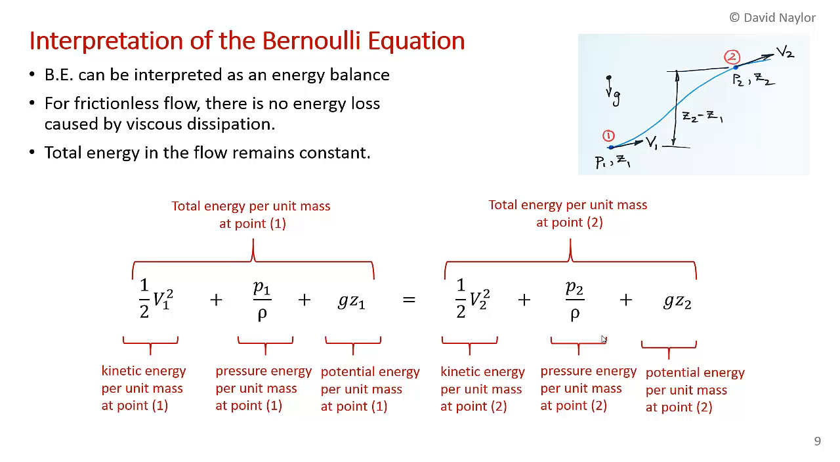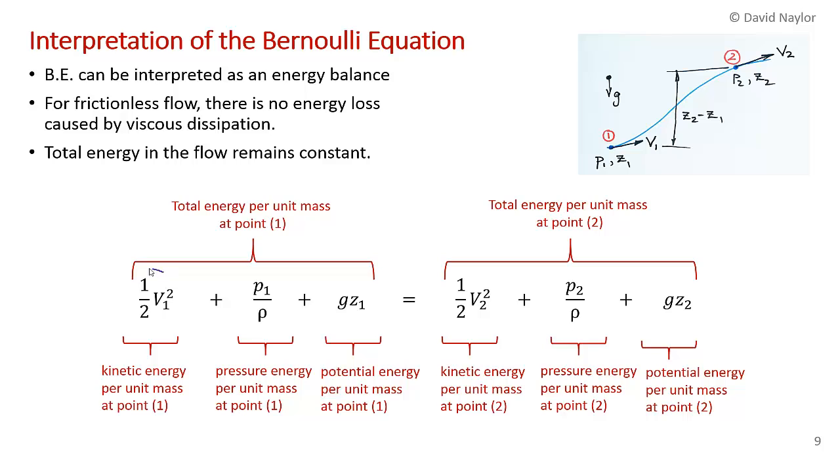Now I'd like to talk about the physical interpretation of the Bernoulli equation. You've probably started to spot some things in the equations like kinetic energy and potential energy. Well, Bernoulli's equation can be interpreted as an energy balance. Remember, this is an idealized frictionless flow, so there's no energy loss caused by viscous dissipation. Viscosity normally, sort of like friction, burns up energy in the flow, but we're neglecting that. So the total energy of the flow remains constant. And there are 3 types of energy in the flow at any given point.